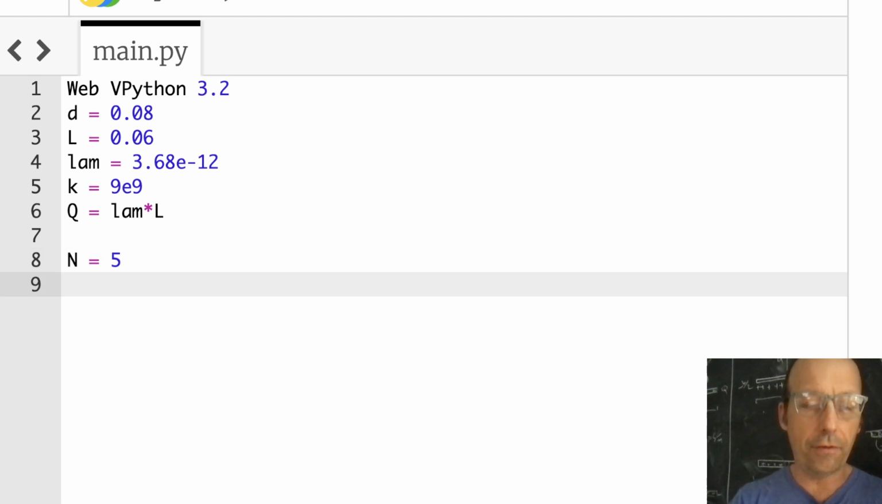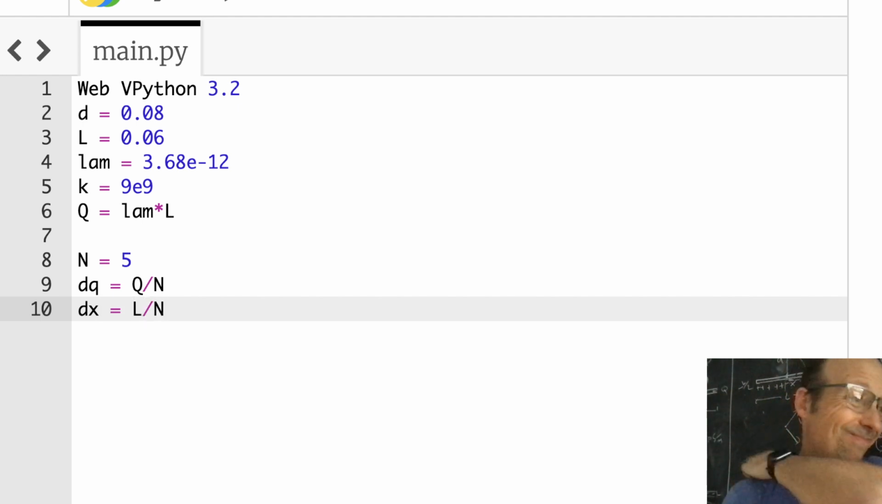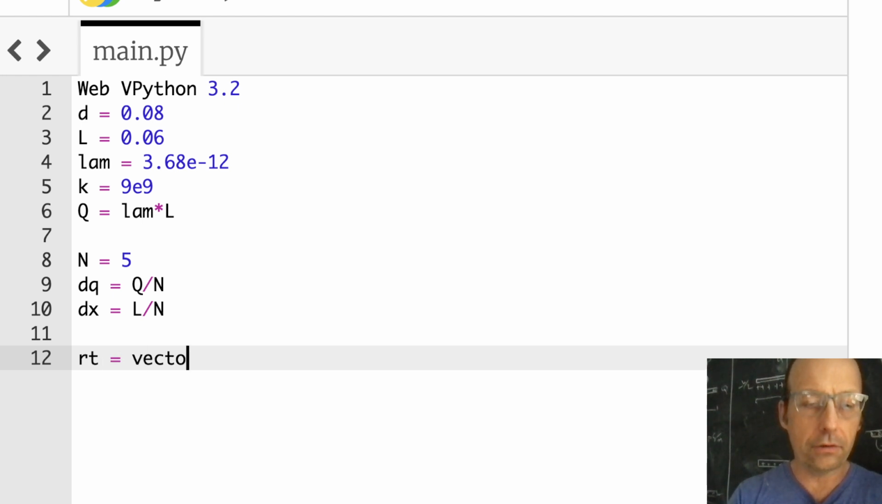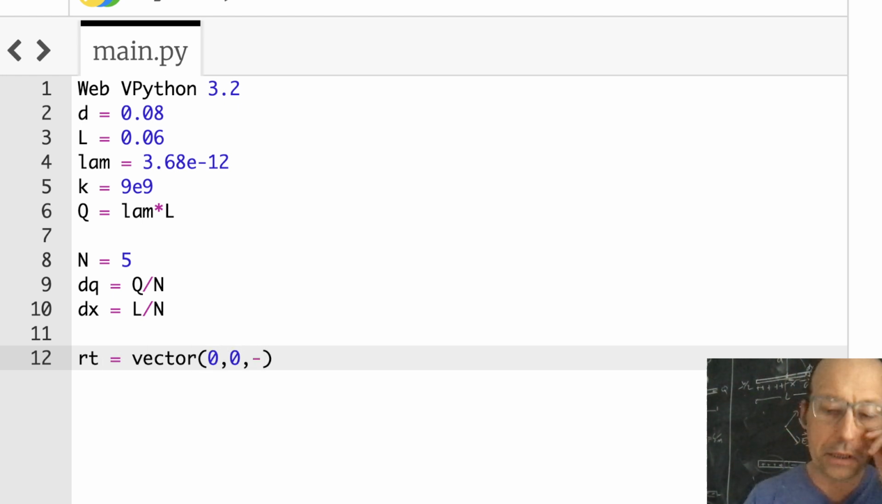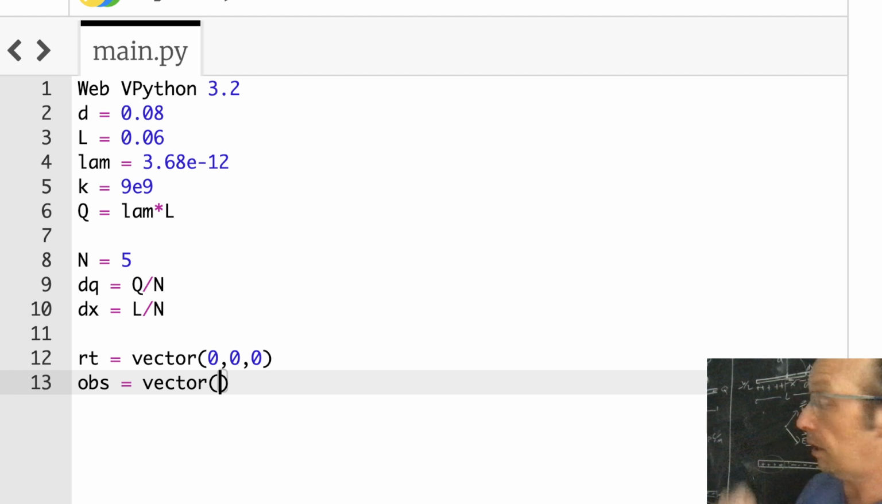N equals 5. dq is Q over N, and then dx is L over N. I don't know if this is going to work. Okay, RT is vector 0, 0, 0. So that's going to be my starting location. Let's make an observation location too. OBS is vector 0, D, 0.